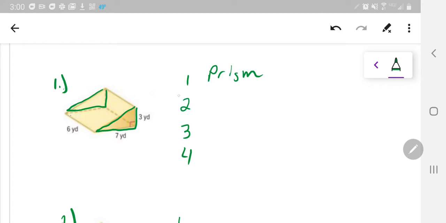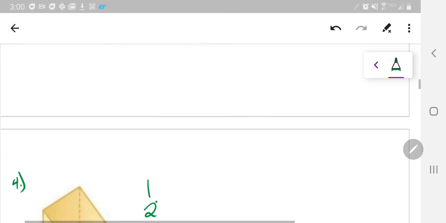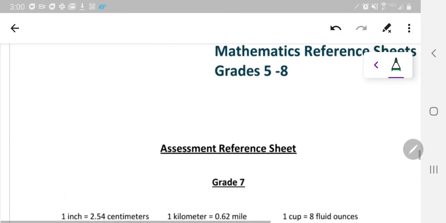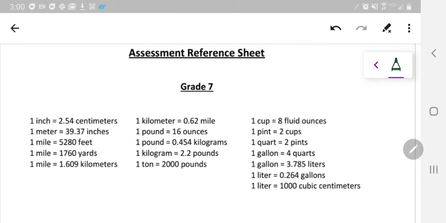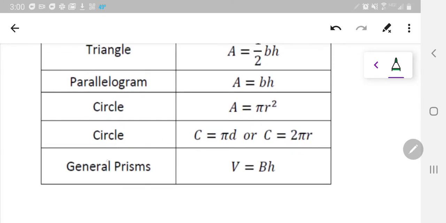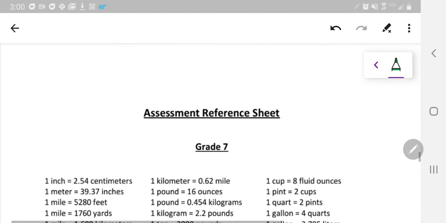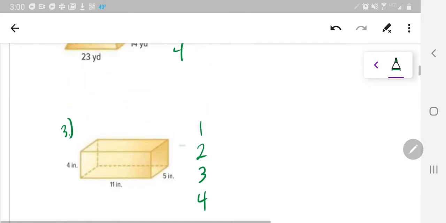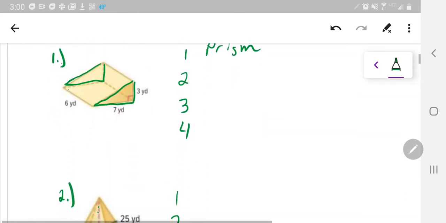So now our next step is to find the appropriate formula. I suggest to have a reference sheet ready. I've pasted a reference sheet down at the bottom of here, and this is the actual New Jersey state testing reference sheet for 7th grade. Here we have a formula for general prisms and V for volume. So since I have a prism, I'm going to use this formula here to find the volume. So let's write that down in step 2.